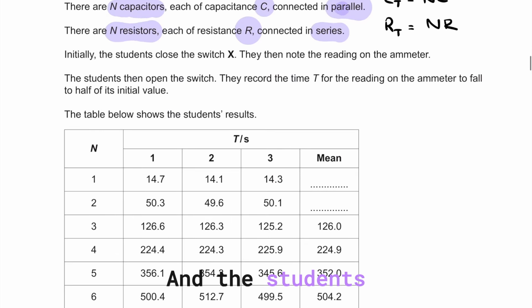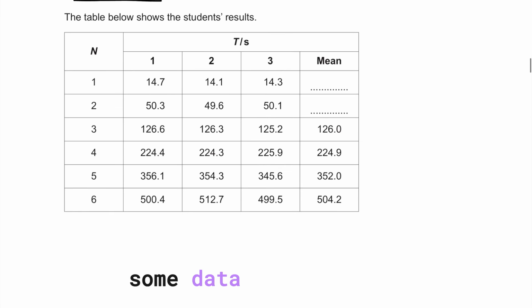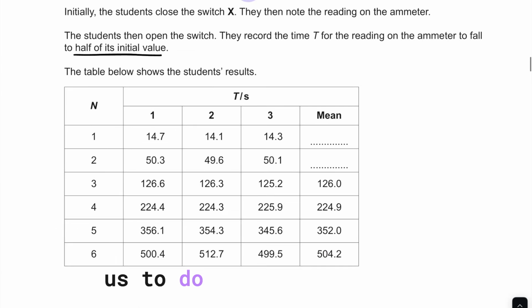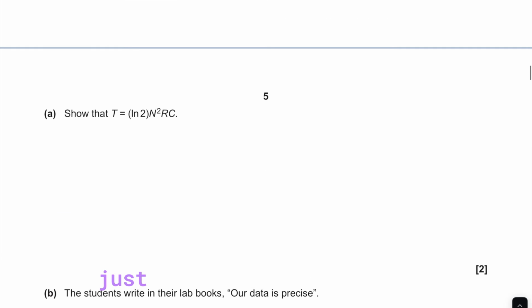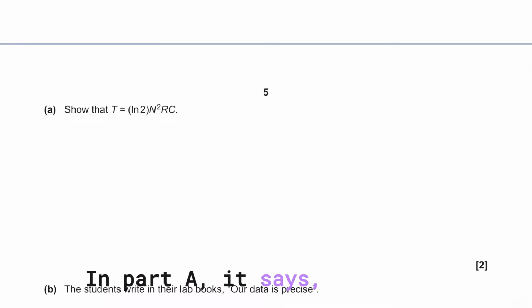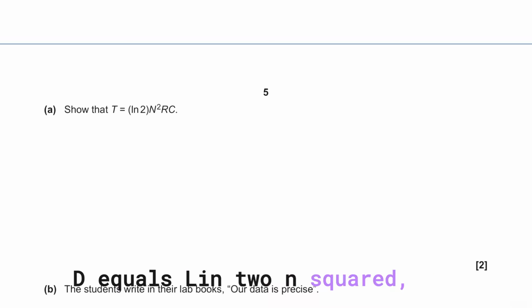And the students then open the switch to record the time t for the reading to fall to half its initial value. And we've been given some data points along with the number of capacitors and resistors. In part A, it's not asking us to do anything for this table for now, so we'll just come back to it later. In part A, it says show that T equals ln 2 n squared RC.